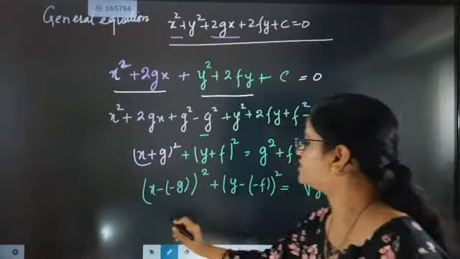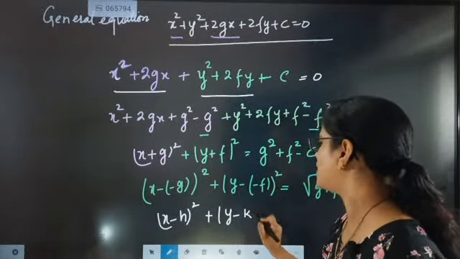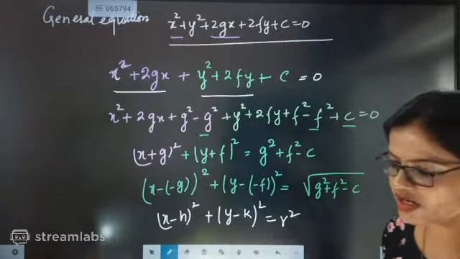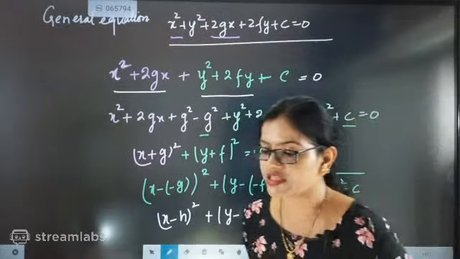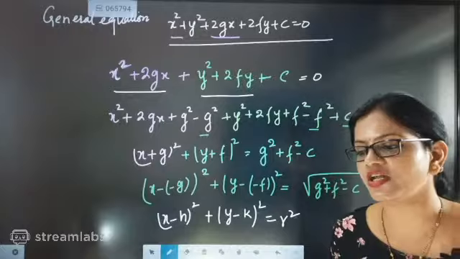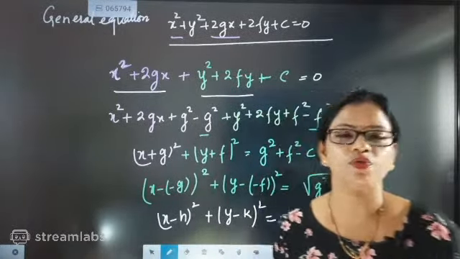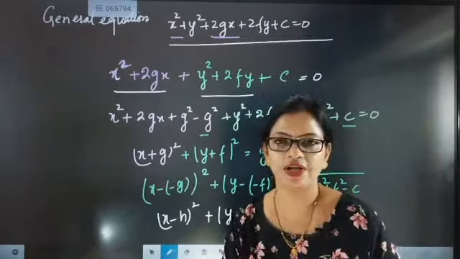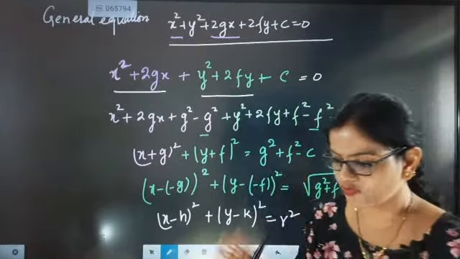What is our standard equation? X minus h whole square plus y minus k whole square equal to r square. So if we compare the general equation and the standard one, you have to understand that in conic sections one equation is there. After this chapter I am going to start conic sections like parabola, hyperbola. At that time I am going to show you one equation of conic sections, which is derived from conic sections only: ax square plus 2hxy plus by square, like that one formula is there.